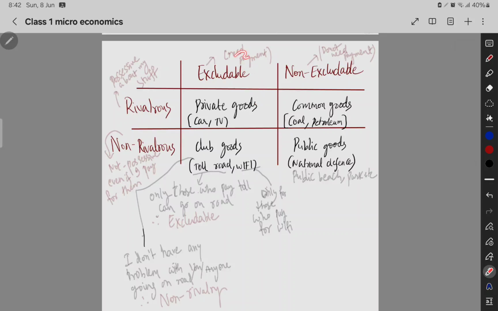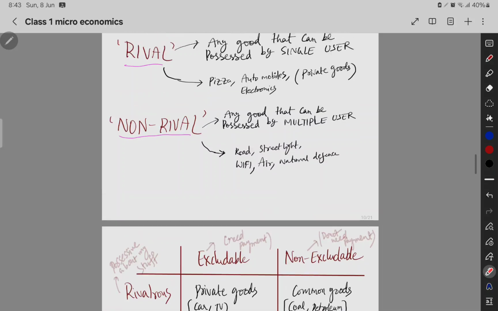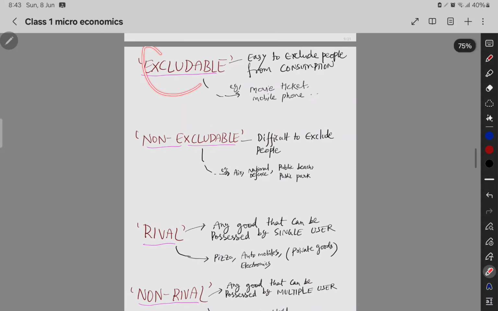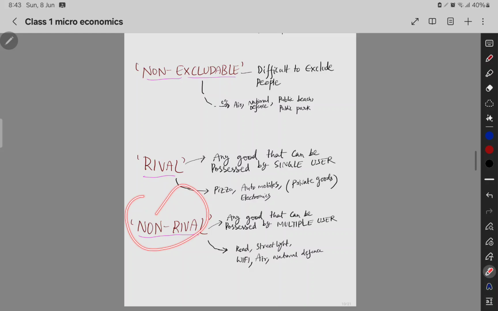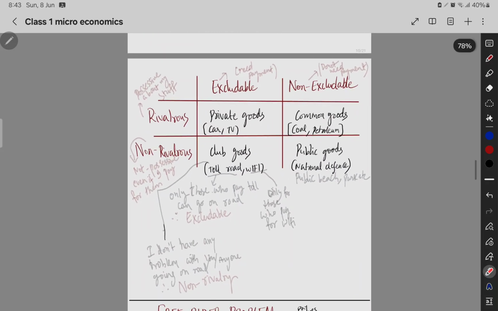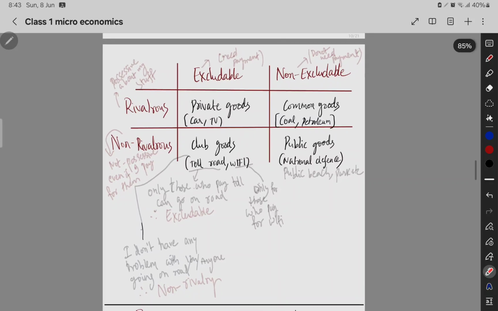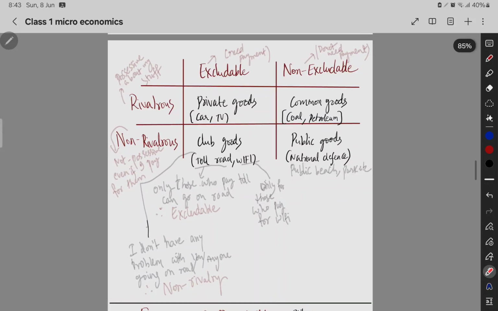So I have bought a table here. See, this is excludable, non-excludable, rivalrous, non-rivalrous. There are four terms: excludable, non-excludable, rival, non-rival. These terms, though they look simple, are difficult. So we need to be very careful while eliminating.